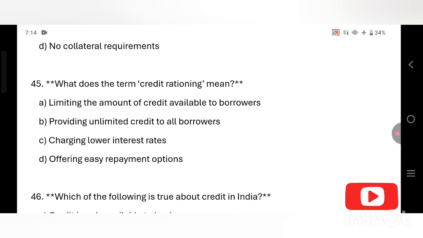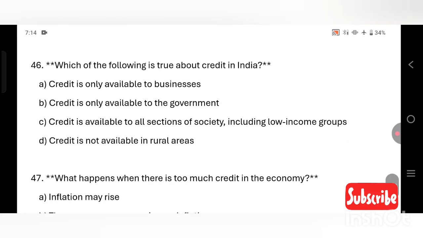And the correct answer is A, limiting the amount of credit available to borrowers. Question number 46. Which of the following is true about credit in India?